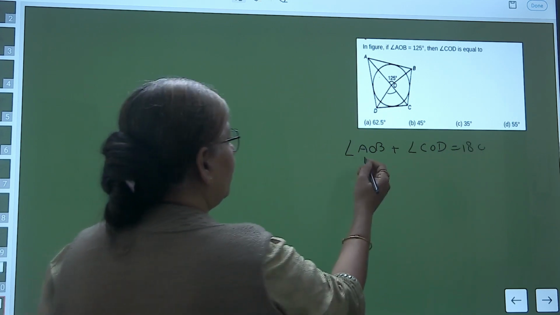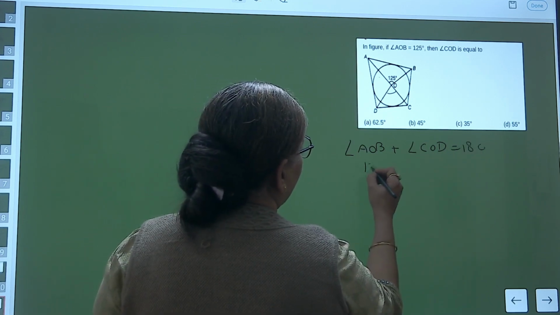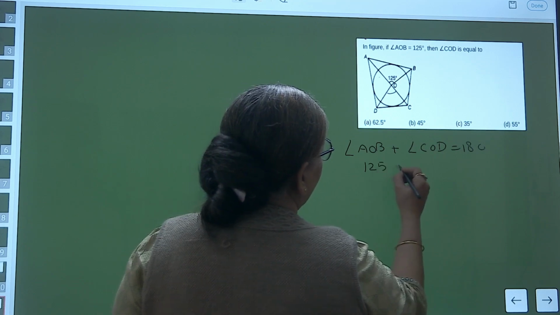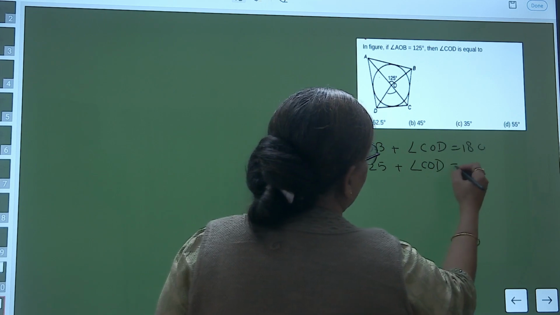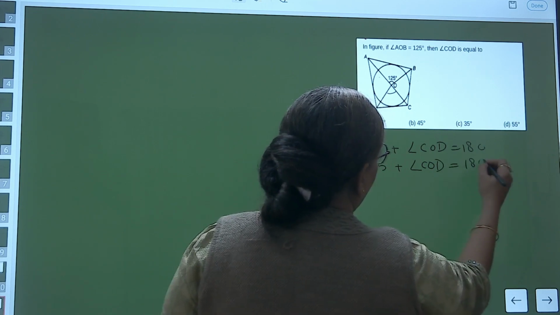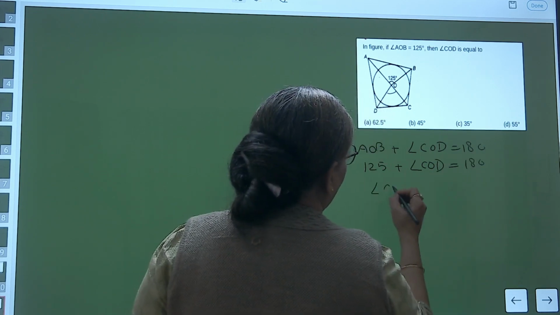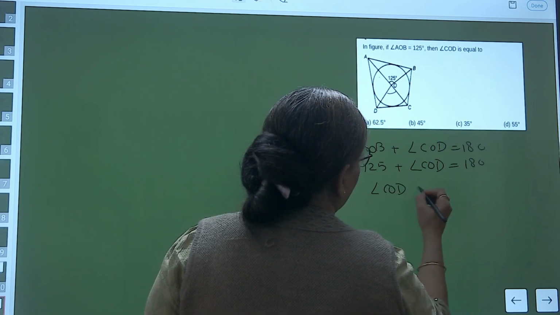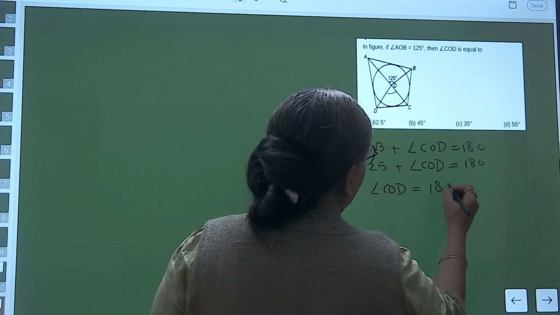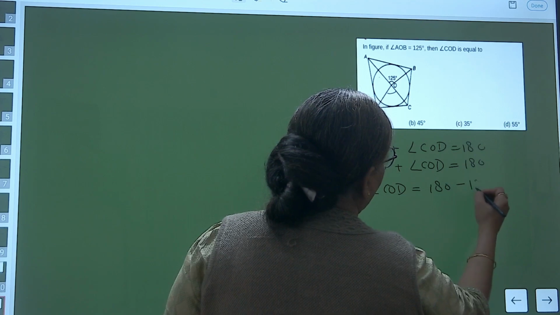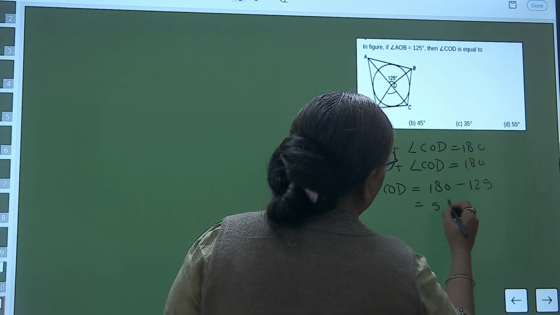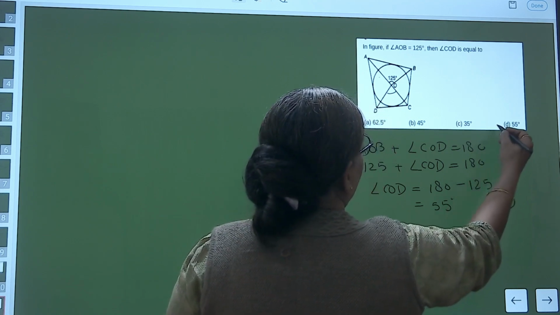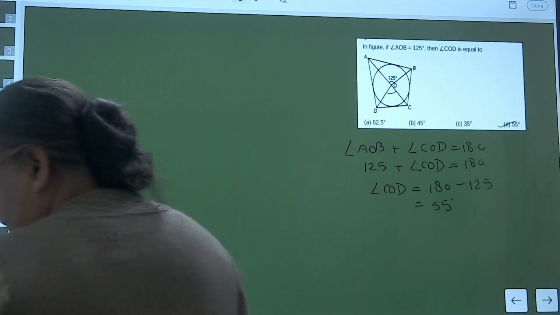So we already know AOB is 125, plus angle COD is 180. So angle COD is 180 minus 125, that is 55 degrees. So this is the correct answer.